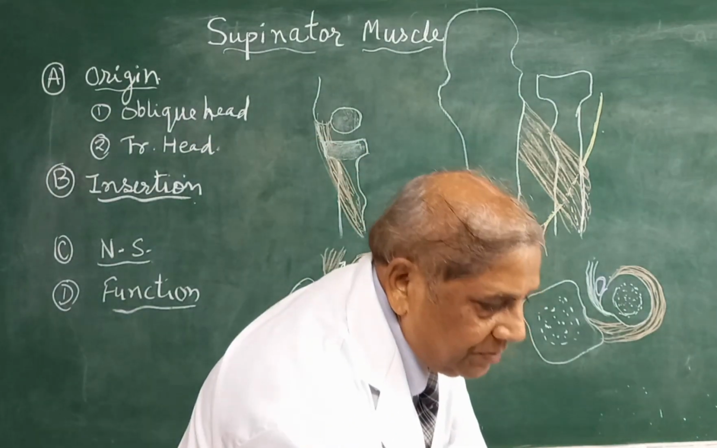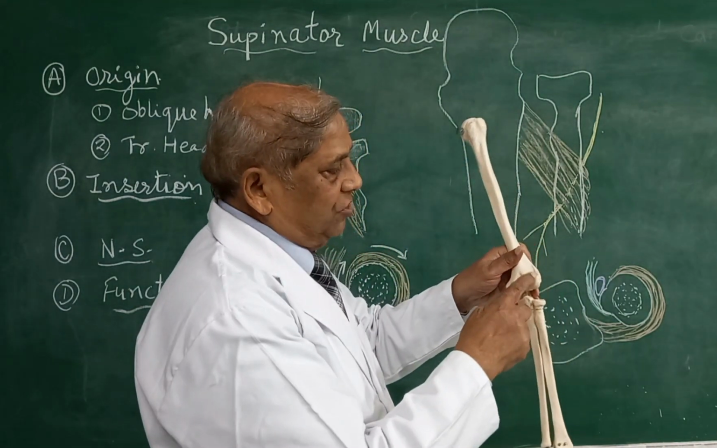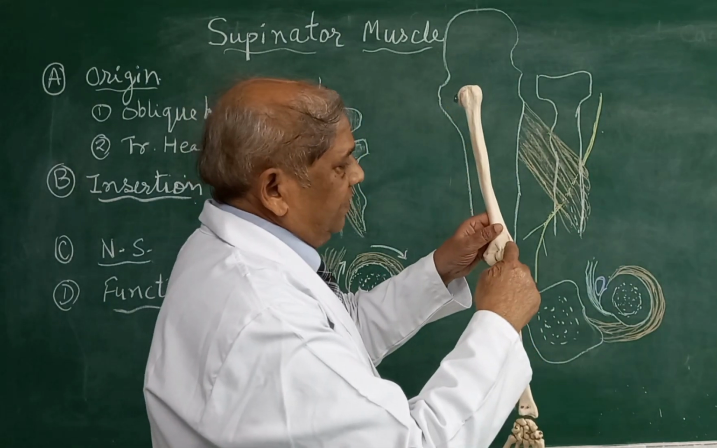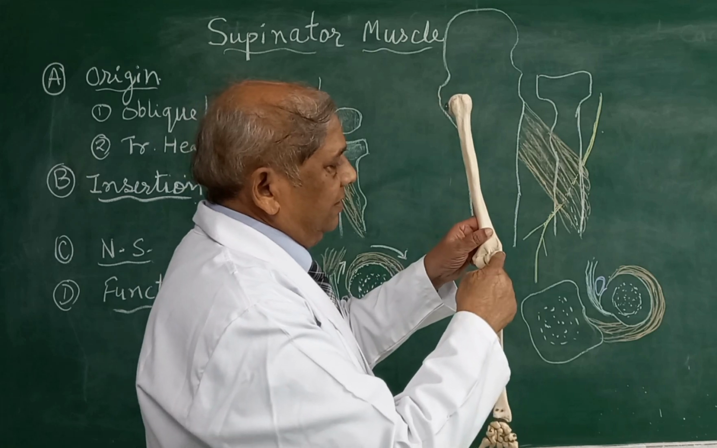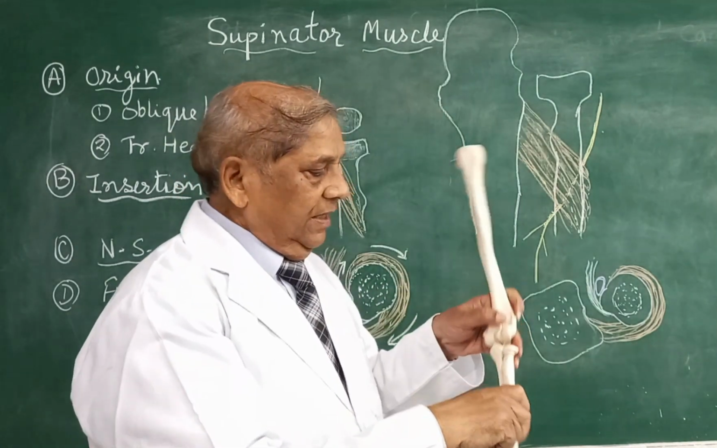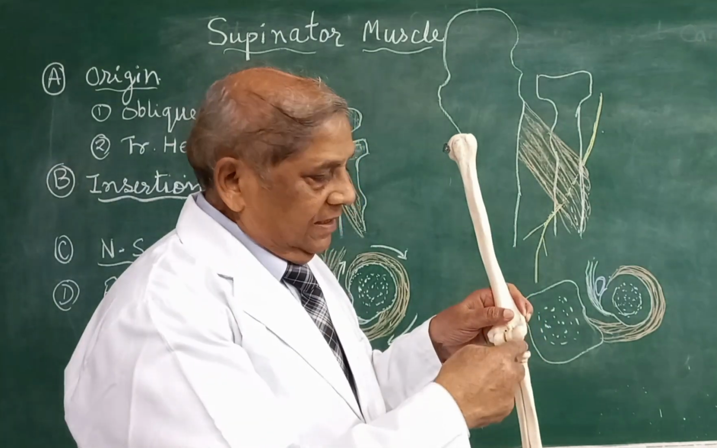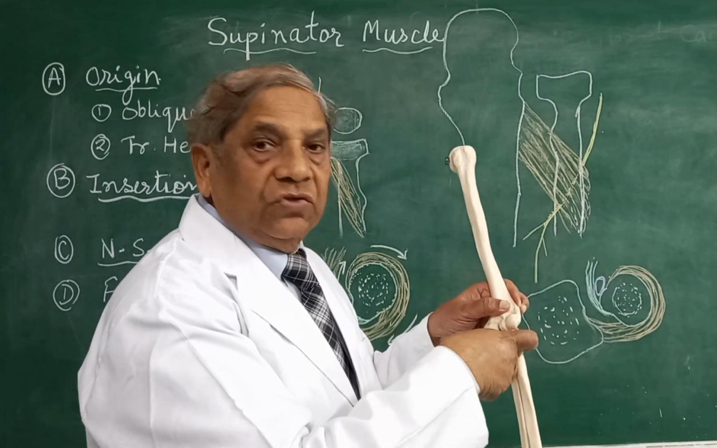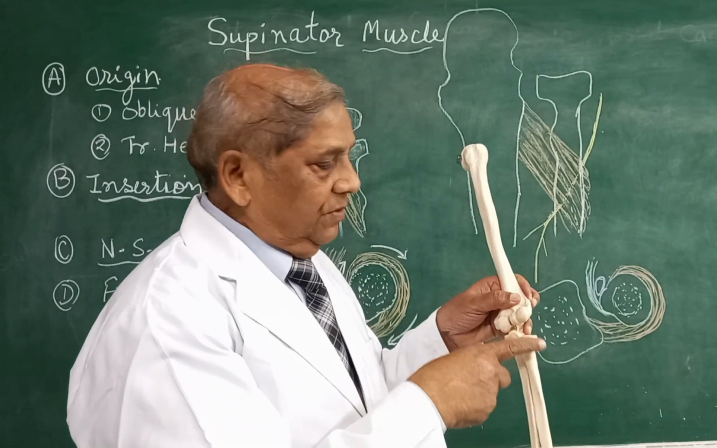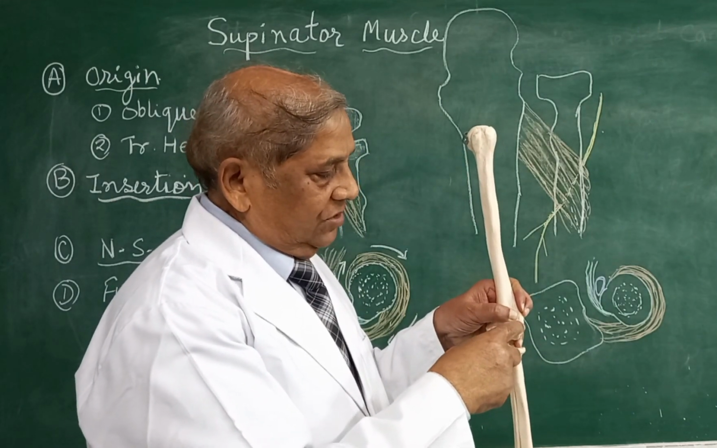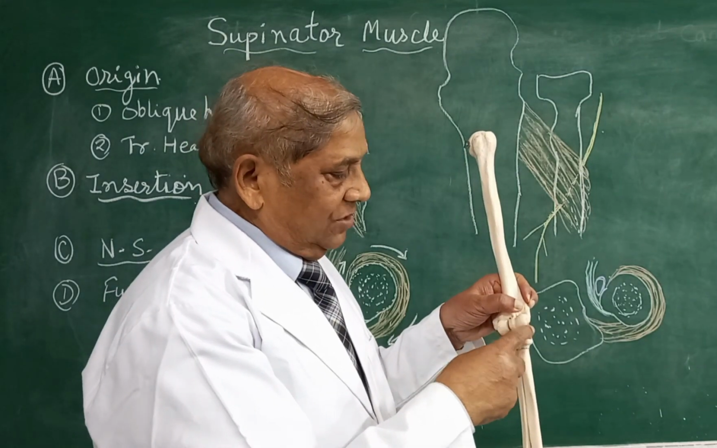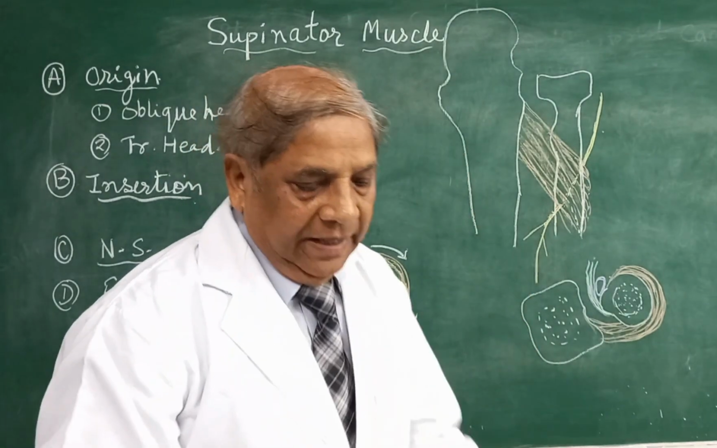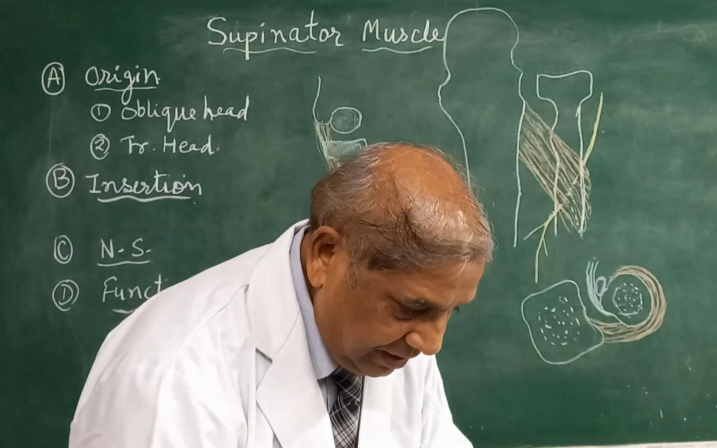The oblique head of this muscle arises from the lateral epicondyle. This is the capitulum and this is the lateral epicondyle. Then there extend the collateral ligaments of this elbow joint, the lateral collateral ligament, and then there is the annular ligament which covers the circumference of the head of the radius. So this oblique head takes origin from the lateral epicondyle, from the lateral collateral ligament of the elbow, and from the annular ligament which surrounds the head of the radius.